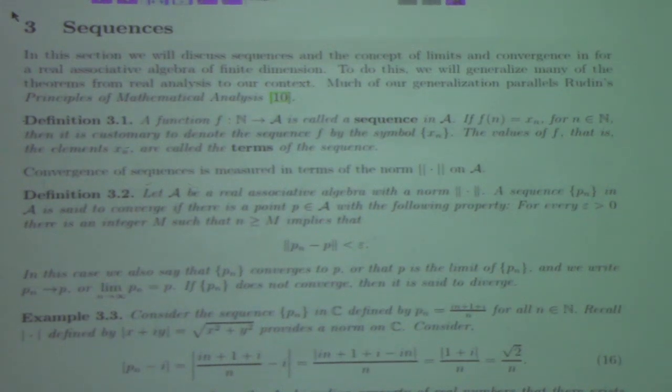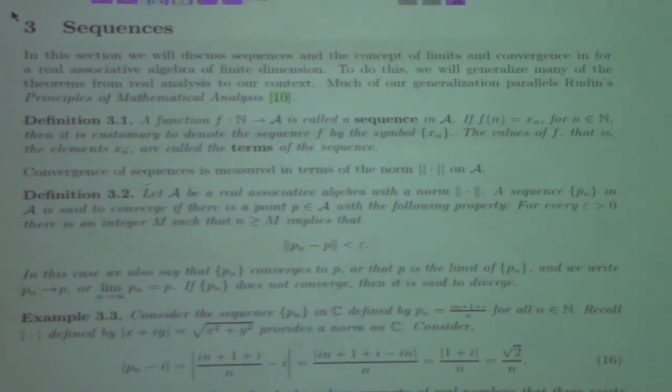So what's a sequence? A sequence is a function from the natural numbers to the algebra. This is not surprising, right? Convergence of a sequence is measured in terms of the norm. So what do we mean if we have a sequence in the algebra? It's said to converge to a point if for every epsilon greater than 0, you can find an integer m such that beyond m, the distance between the sequence and the limit point is less than epsilon. Nothing surprising here, right? Okay.